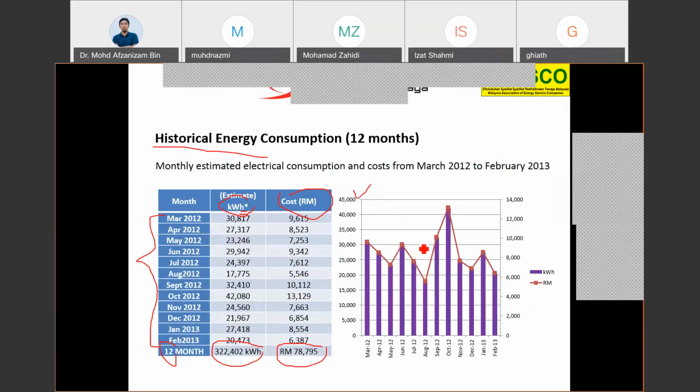Okay, then you try to put it in the form of a graph. On your left hand side is the power, kilowatt hour, okay, and your right hand side is the cost of the bill. So you may exchange either one you want, but the good part is they try to combine graphs in a simple way so that you can easily understand by having this kind of graph.